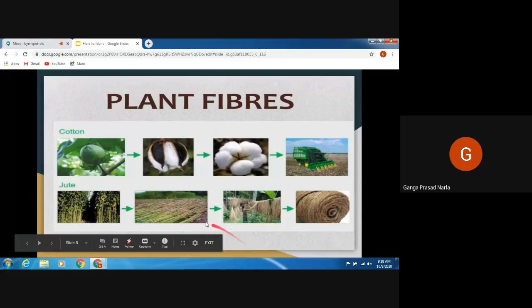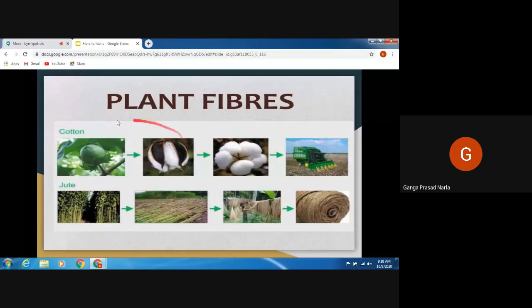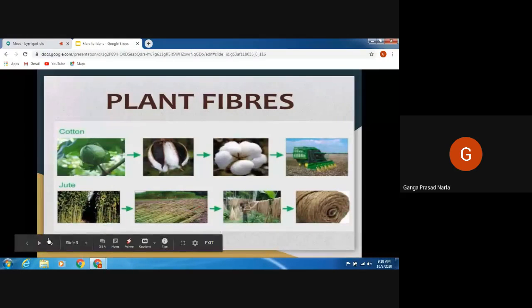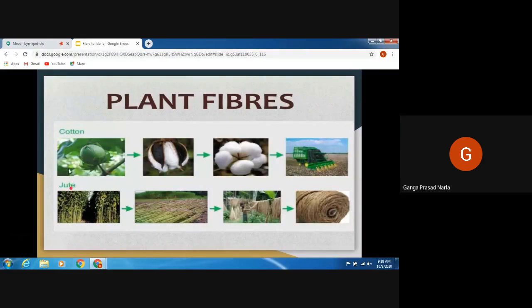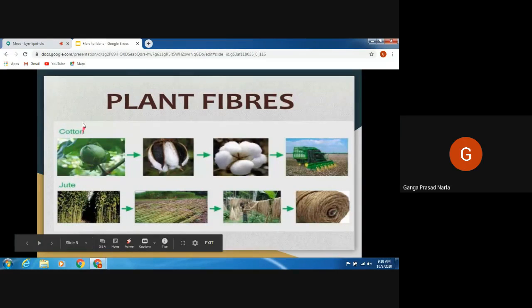So the fibers which are obtained from plants and animals, those are natural fibers, right? First we are going to discuss plant fibers. We get cotton and jute fibers from plants.